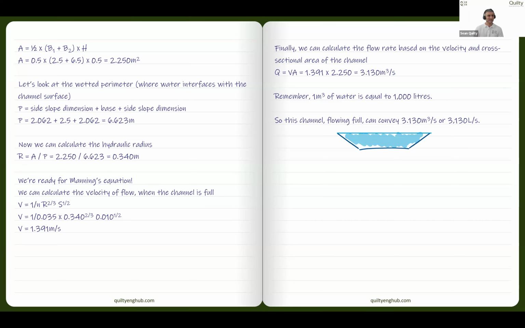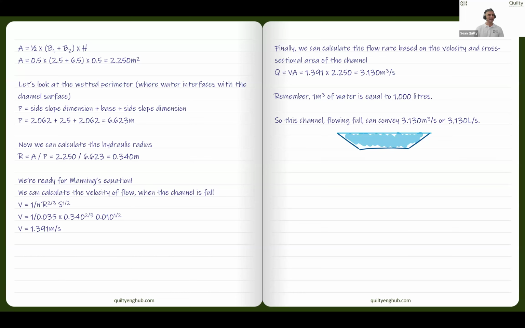Now we have all the information we need to plug it into the Manning's equation. So our velocity is equal to 1 on 0.035, our Manning's roughness coefficient, times our hydraulic radius to the power of 2 on 3, times our slope, which was 1%, but we put that in as a decimal to get the units right, to the power of 1 on 2.